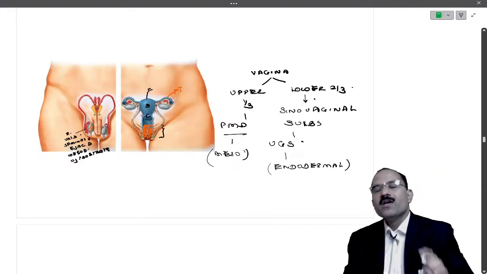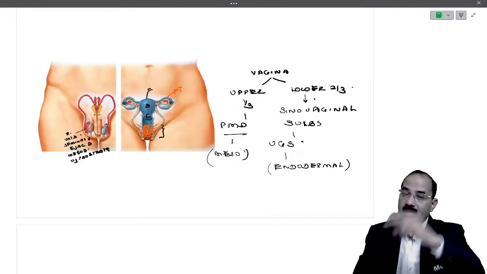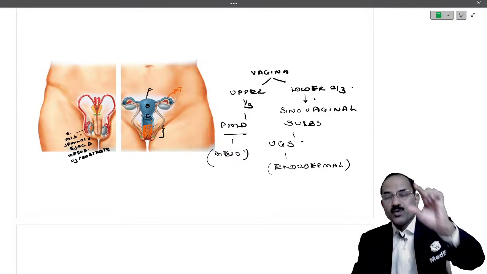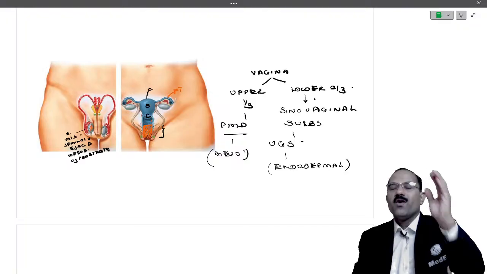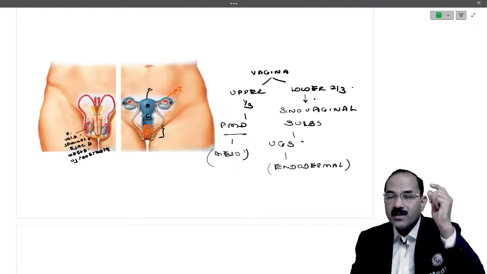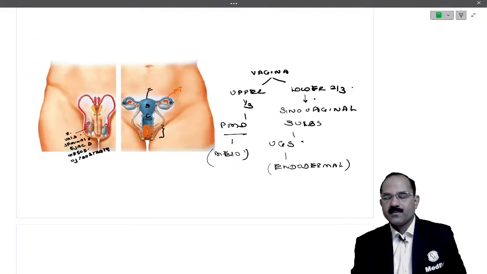Did you understand? So the upper one third of the vagina is derived from the paramesonephric duct. It is therefore mesodermal in origin. The lower two thirds of the vagina is derived from the urogenital sinus by proliferation of the sinovaginal bulbs. It is therefore endodermal in origin. Perfect. Be very clear about this. Okay, bacha.